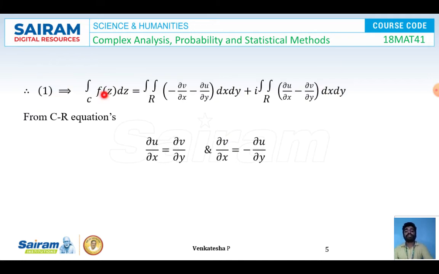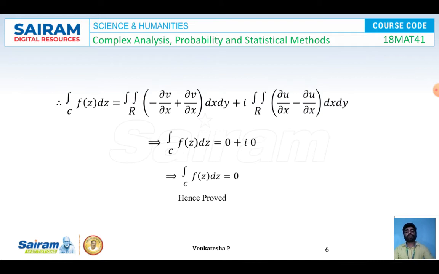The integral over C of f(z) dz is equal to the double integral over R of (minus ∂v/∂x minus ∂u/∂y) dx dy plus i times the double integral over R of (∂u/∂x minus ∂v/∂y) dx dy. Now I am going to use the CR equations to make the expression 0. I'll be using ∂u/∂x is equal to ∂v/∂y, so in this equation, I'm going to replace ∂u/∂x with ∂v/∂y. And in the other term, I'm going to replace ∂v/∂x with minus ∂u/∂y. Now after replacing these CR equations in the above expression, we got the expression like this.